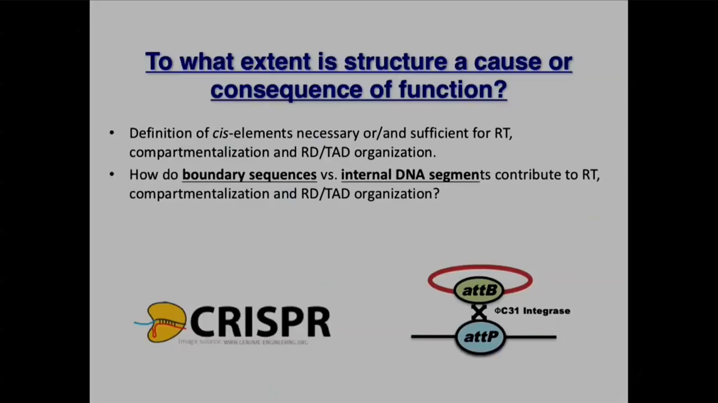Because of the close relationship between replication timing and the 3D organization of the genome, it provides a perfect opportunity to address a central question in the field: to what extent is the structure a cause or a consequence of the function? In order to answer this question, we want to define cis-elements that are necessary and/or sufficient in replication timing control. To do that, we use CRISPR to generate deletions and inversions to test the necessity and sufficiency of those segments, respectively.